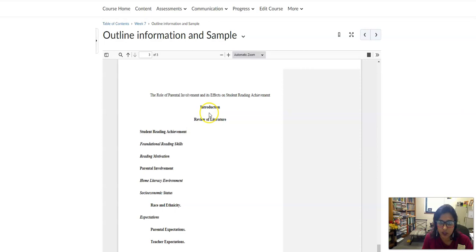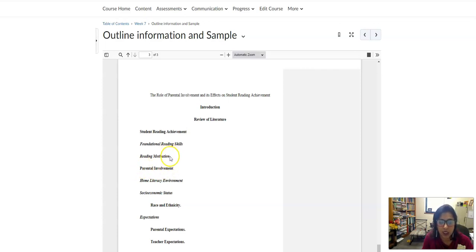You will be doing an introduction, but this gives you titles of how, headings, where to put your stuff. The student first talked about student reading achievement. Within the reading achievement, she talked about foundational reading skills and what motivates students to read. Then she talked about parental involvement.